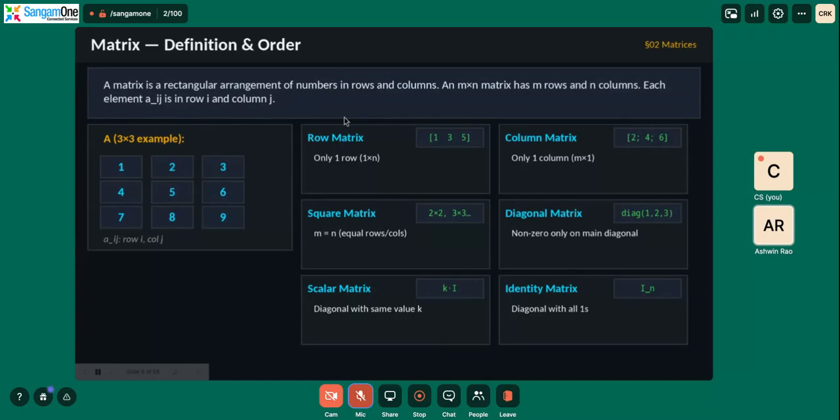The matrix types involve the row matrix, where row means one row. A column matrix involves only one column. In a square matrix, both m and n, the number of rows and number of columns, are equal, as you can see here. It's a 3 cross 3 example.